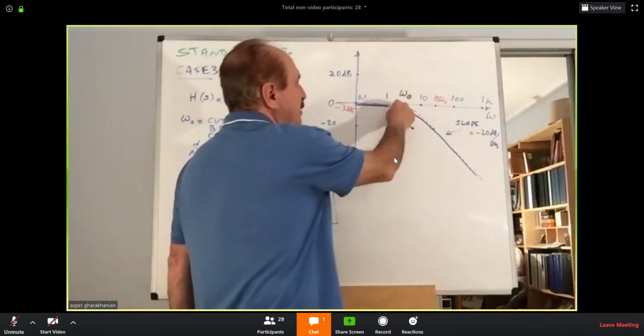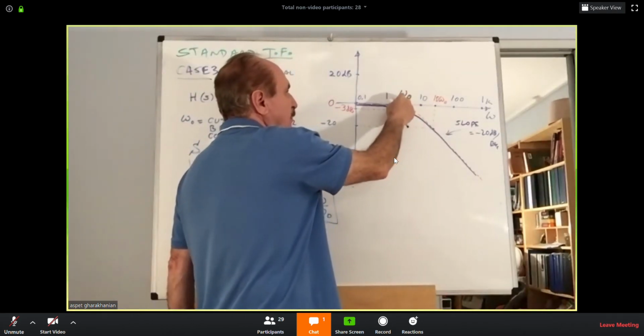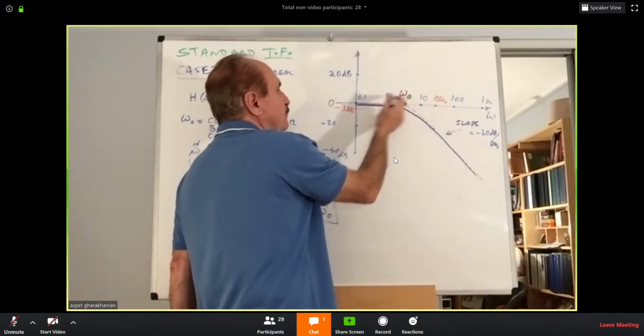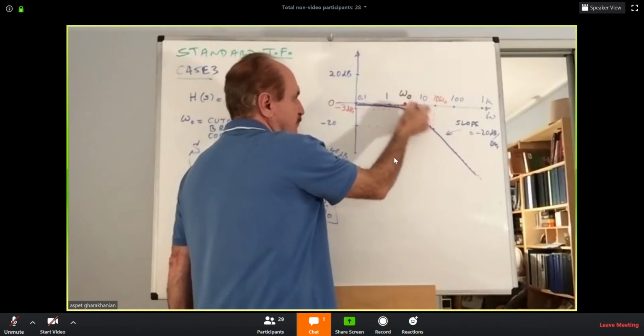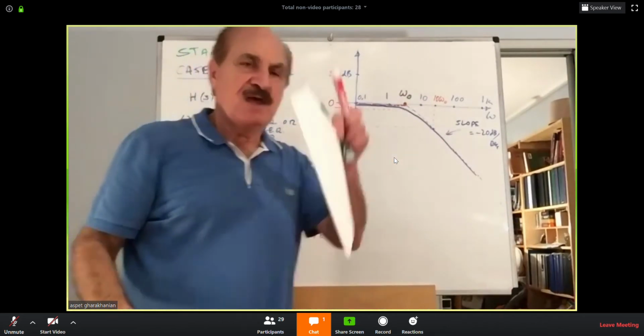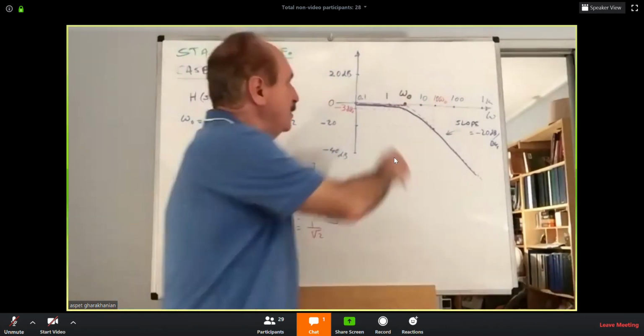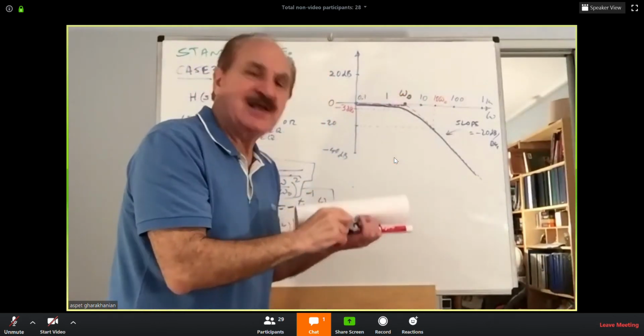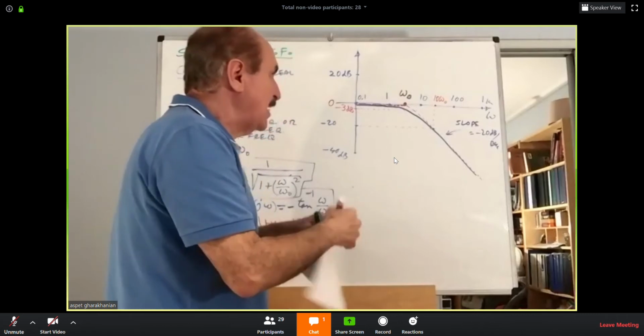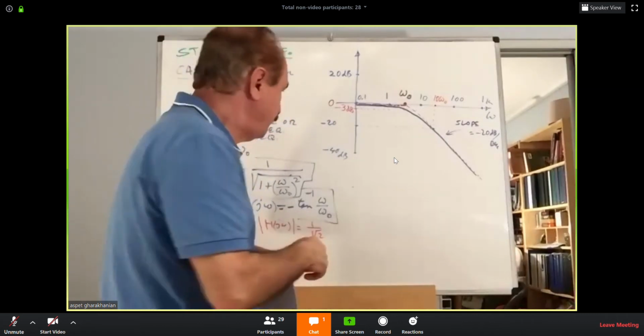Or you can send out the line right from here. Omega O, 0. 10 omega O should be minus 20 dB. Draw a straight line, and you can construct the linear approximation very quickly. That is the whole idea of learning both plots.